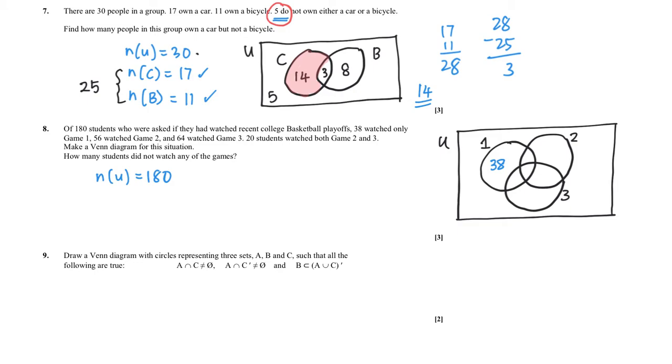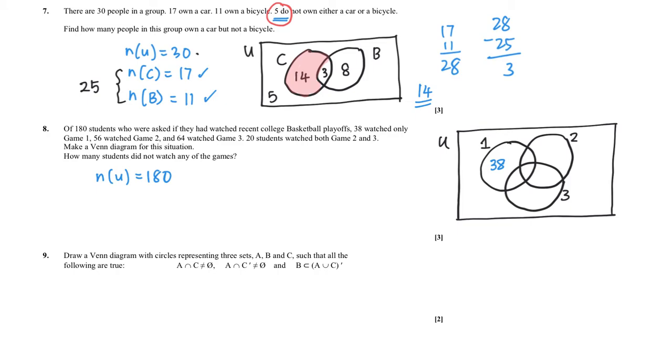56 watch game 2. So not only game 2, it means the entire circle of game 2 should consist of 56. It means all this area should make 56. And 64 watch game 3. Same thing goes here. So all this area, some of it should make 64. Okay, the next fact here: 20 students watch both game 2 and 3.